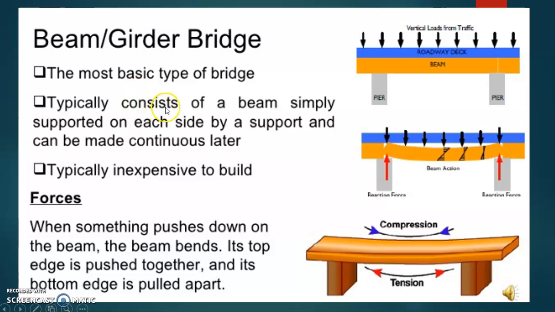So this typically consists of a beam simply supported at each side by a support, and it can be made continuous later. In terms of forces, the upper part will have compression and the lower part will have tension. So the tension and compression will stabilize each other, and then it is supported by the pier.